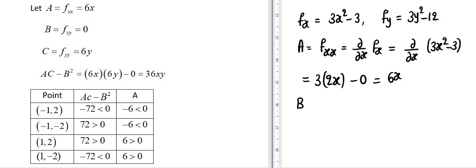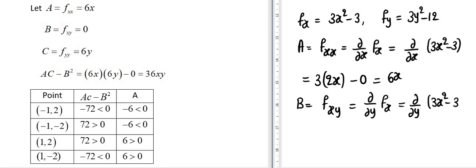Now find out B value, that is fxy. Fxy means partial differentiation of fx with respect to y. Substitute fx value, that is 3x square minus 3. Observe, here the partial differentiation is with respect to y. Here no y terms. That's why this is totally constant. Constant differentiation is 0. That means B value is 0.